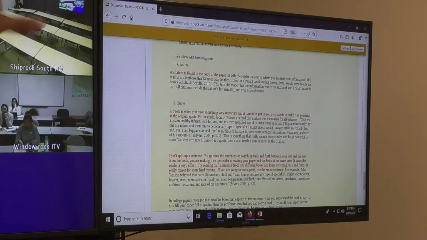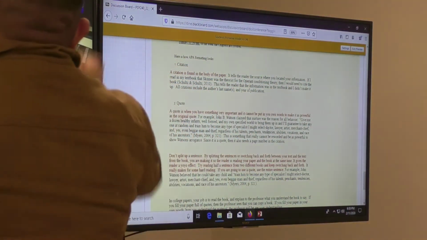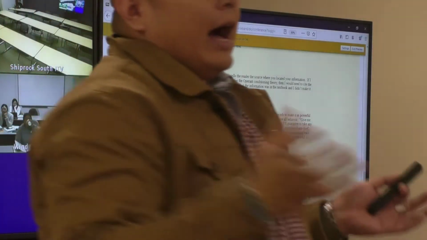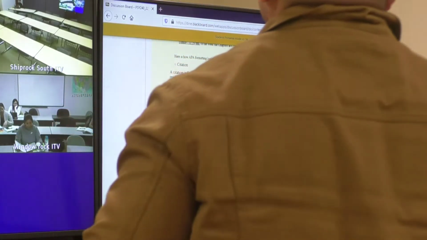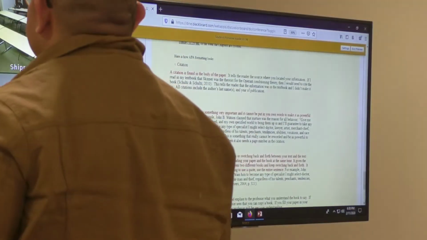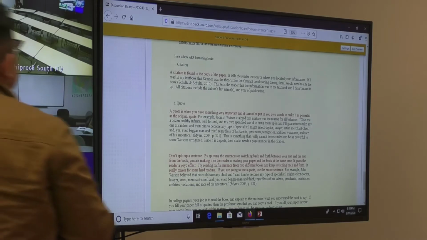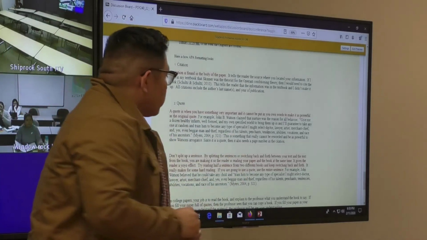So I did attach it here. I've literally done this with all my classes or all my courses, and I've had this implemented in all of them so they have a good bearing so they're not saying, I don't know what an in-text citation is. Within that, there's also the guide on Purdue OWL. So this is how an in-text citation looks. And then you have a quote.